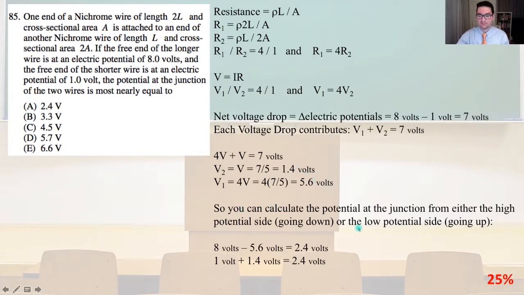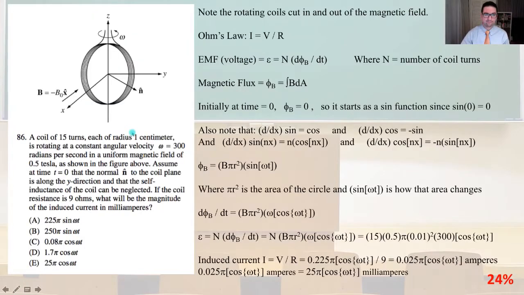So you can calculate the potential at the junction from either the high potential side going down or the low potential side going up. So 8 volts minus 5.6 volts equals 2.4 volts. Either way you do it, it's going to get you to answer A, 2.4 volts.